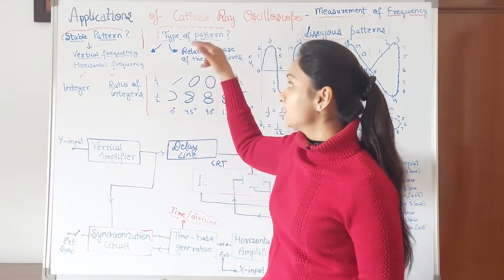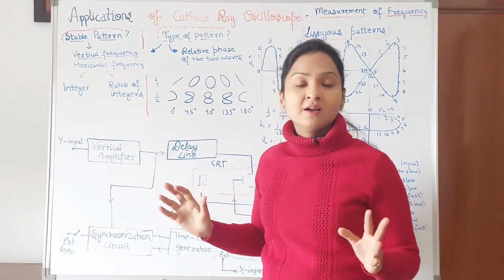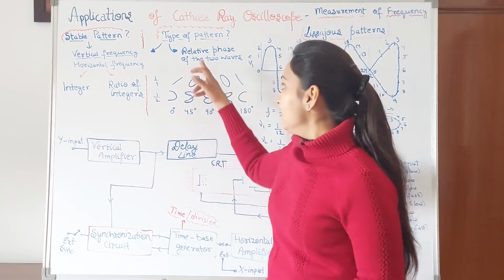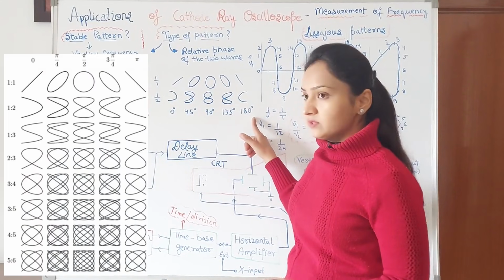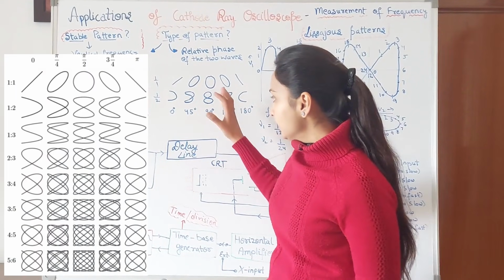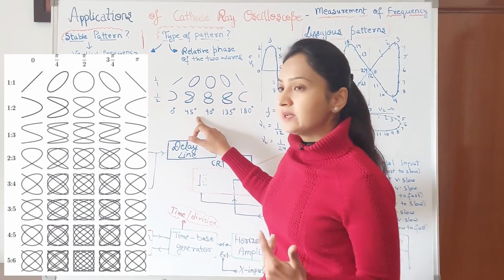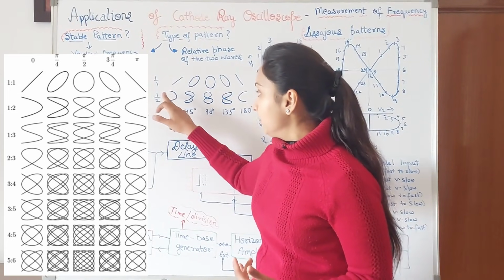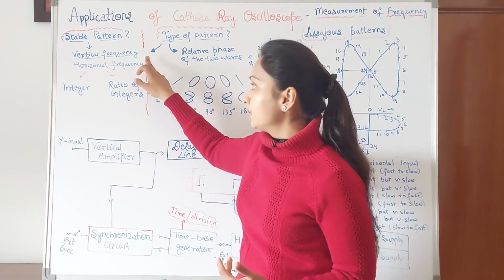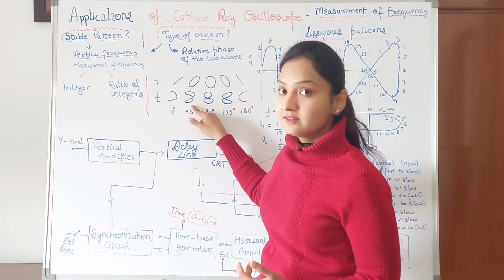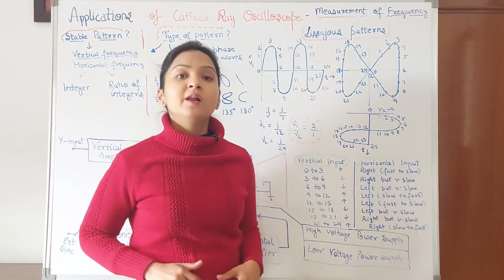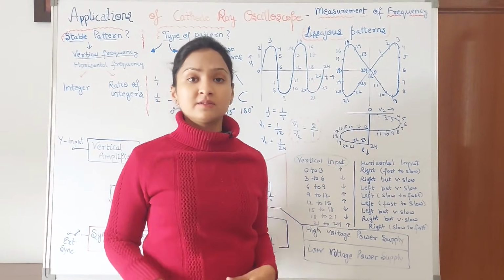The other thing that decides which type of Lissajous pattern will be obtained is the relative phase of these two waves. Okay. So for example, for a 45-degree phase difference and the 1:2 ratio for vertical and horizontal frequencies, you will be obtaining a pattern like this. So now, with the help of an example, I will be showing you how these Lissajous patterns are obtained.